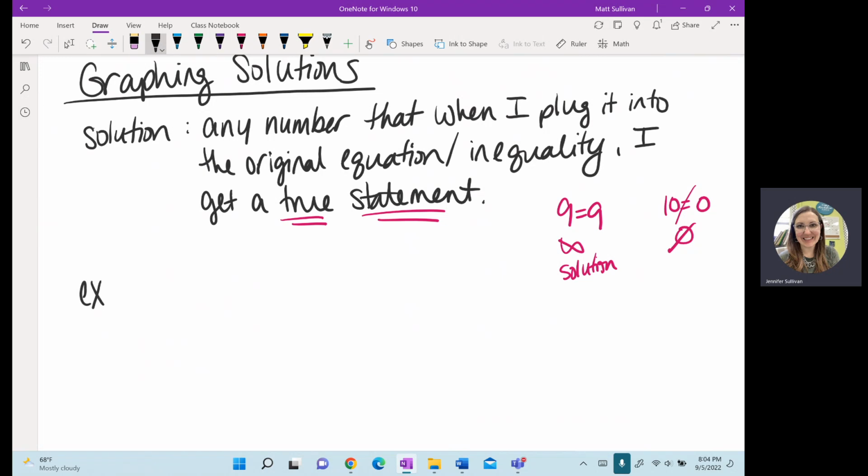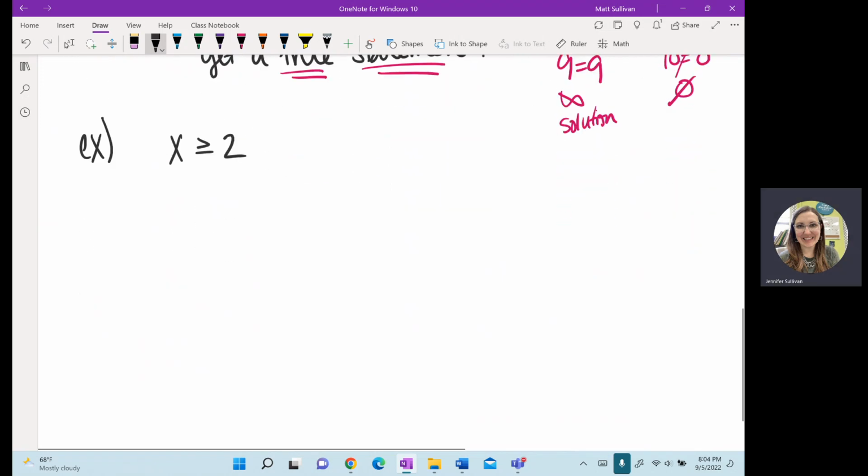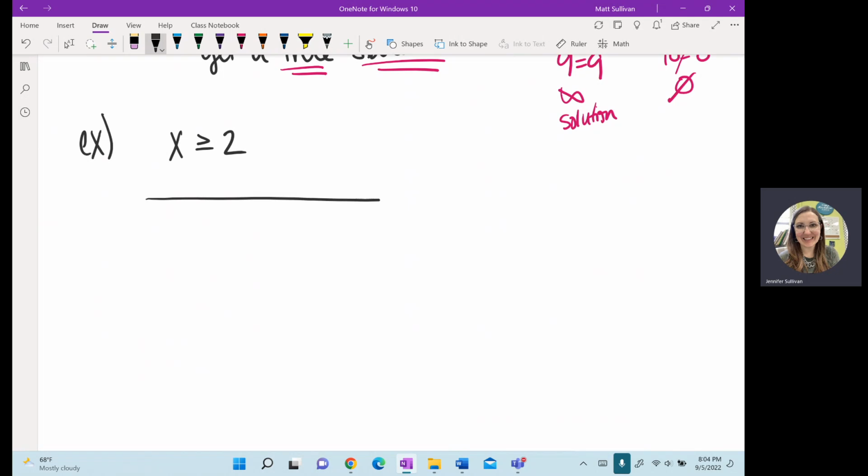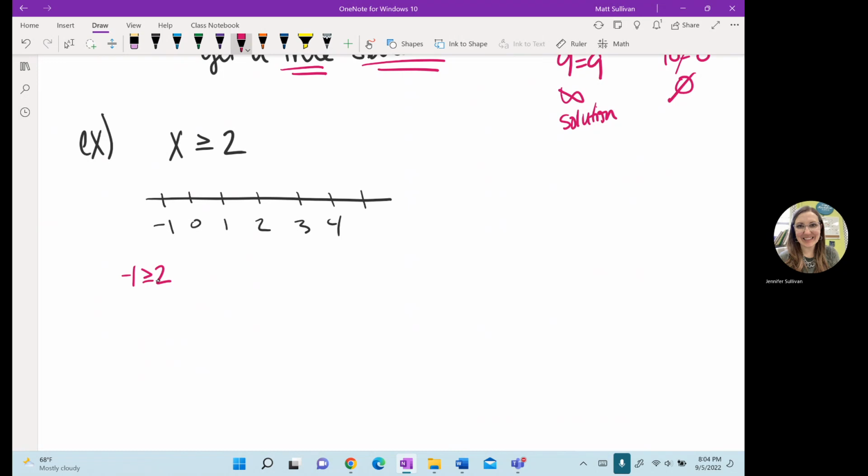If I give you an example like this and I say x is greater than or equal to 2, I want us to take a look on a number line. And we're going to be using number lines a lot because this is how we graph solutions. If I'm talking about x equals -1, if I plug -1 into this inequality, is -1 greater than or equal to 2? Well, no, it's not. That is not a solution because that's not true.